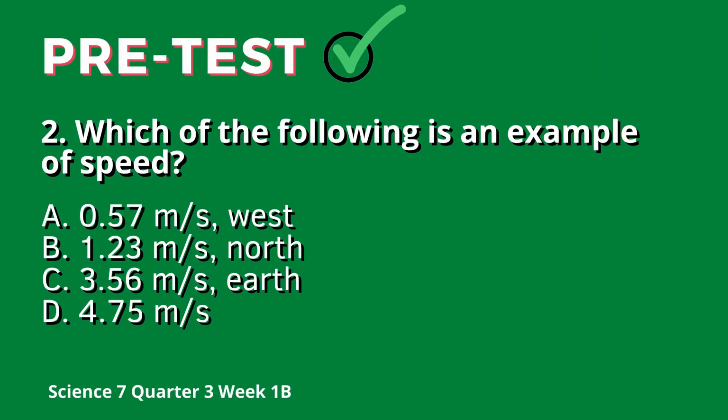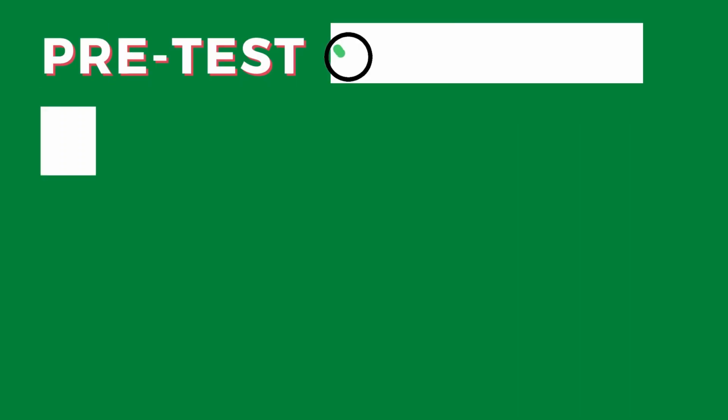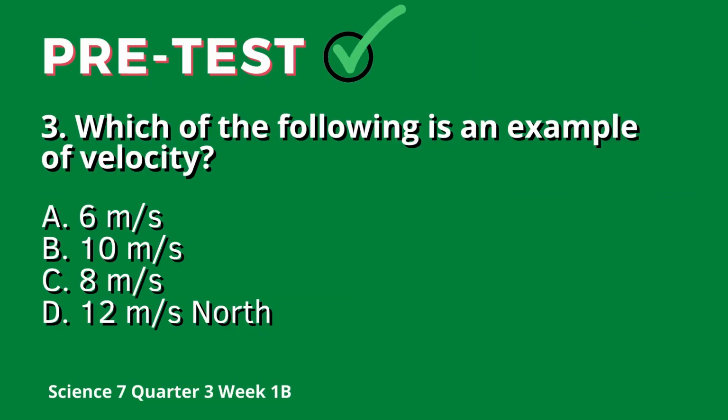2. Which of the following is an example of speed? A. 0.57 meters per second west. B. 1.23 meters per second north. C. 3.56 meters per second east. D. 4.75 meters per second. 3. Which of the following is an example of velocity? A. 6 meters per second. B. 10 meters per second. C. 8 meters per second. D. 12 meters per second north.